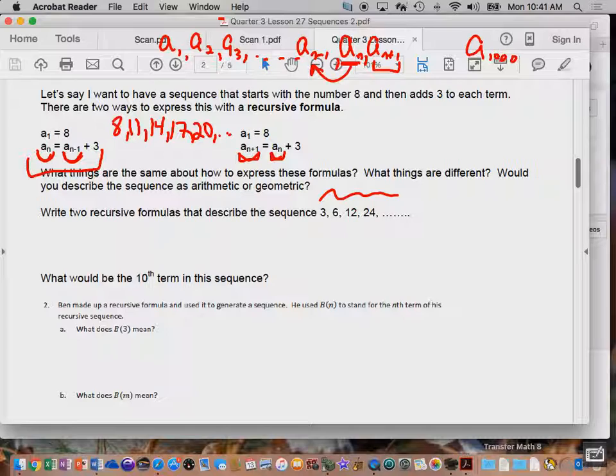Now, what does every single recursive formula always start with? A sub 1. What is a sub 1? 3. So a sub 1 is 3. Now, the first form of this will be a sub n equals, and then over here I'm going to put a sub n minus 1. In other words, the new term is the previous term. Now, what do I do to go from term to term? You multiply the previous term times 2.